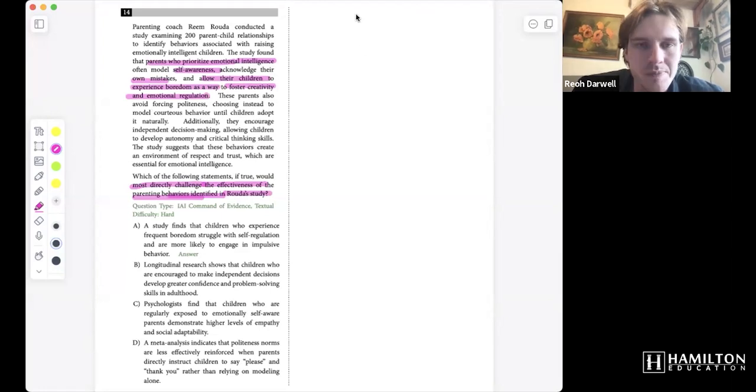So allowing those things to take place is effective, all right? They also avoid forcing politeness and other things, okay? They encourage independent decision making, allowing children to develop autonomy and critical thinking skills, okay? So anything that goes against encouraging independent decision making, prioritizing emotional intelligence, allowing mistakes, allowing boredom, things like that, right? Anything that would show that that isn't actually effective. So A is correct here. Let's explain why. All right.